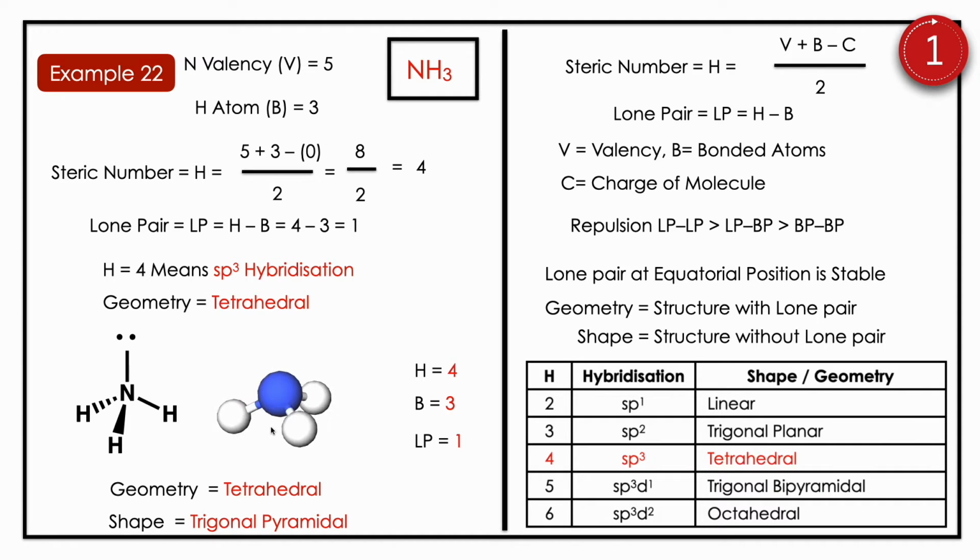In tetrahedral, the lone pair can come anywhere because the system is symmetrical. So lone pair is not visible. System will look like trigonal pyramidal. Hydrogen occupies the corner of the pyramid and nitrogen will be the top of the pyramid. So shape of NH3 is trigonal pyramidal.